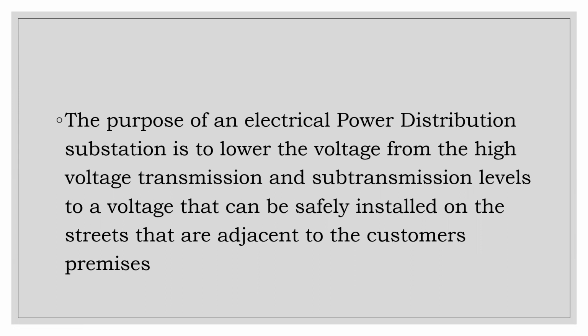Now, the purpose of your distribution substation is to lower the voltage from your transmission. And we said this earlier. And subtransmission. The subtransmission would be the input you would have gotten from your step-down substation, right? So from your transmission or subtransmission levels to a voltage that can be safely installed on the streets or adjacent to the customer's premises. So in other words, your distribution substation will take the voltage from the 69 kV transmission level down to 24, which is distribution.